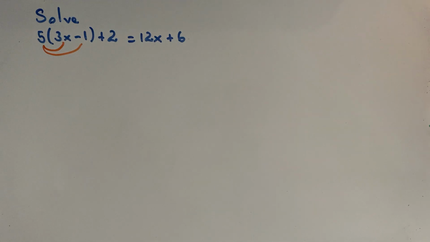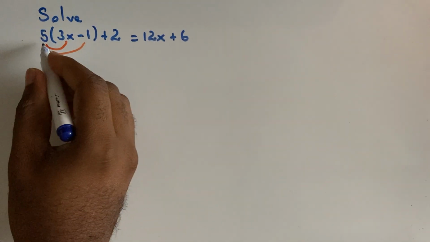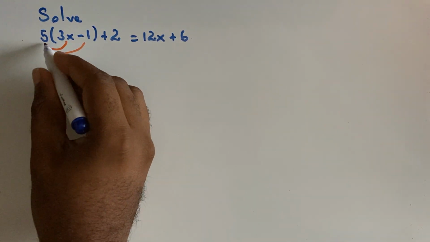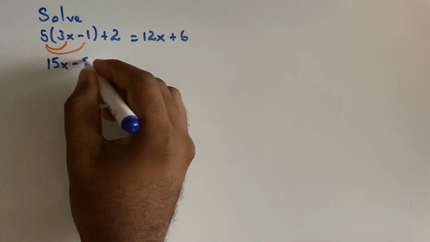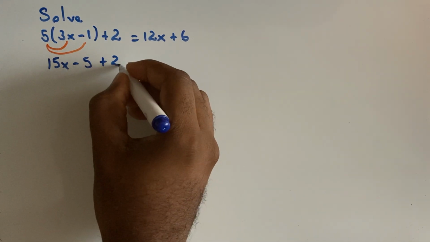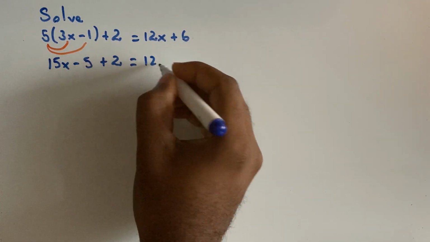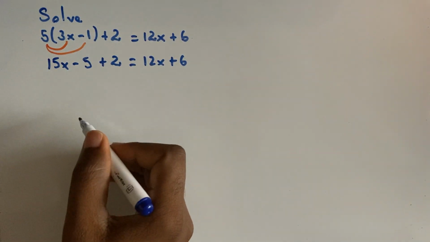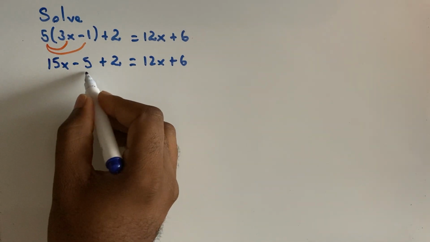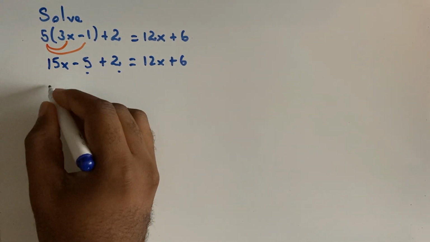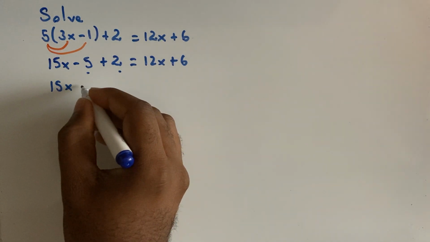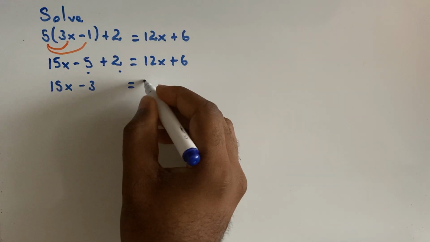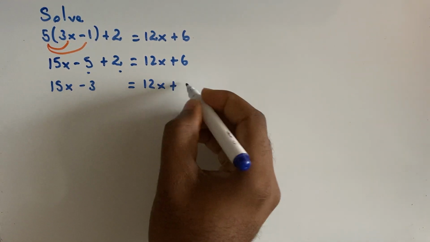So now when we distribute, we have 5 times 3x, which is 15x, minus 5 times negative 1, which is negative 5, plus 2, equals 12x plus 6. Remember, in this case, you have to combine like terms, right? These two are like terms, so I can combine them. So therefore, I have 15x, negative 5 plus 2 is negative 3, equals 12x plus 6.